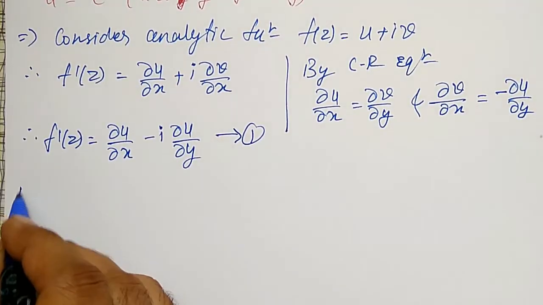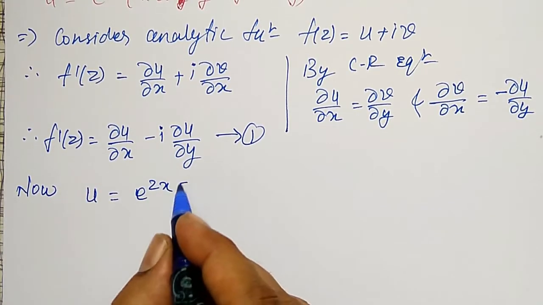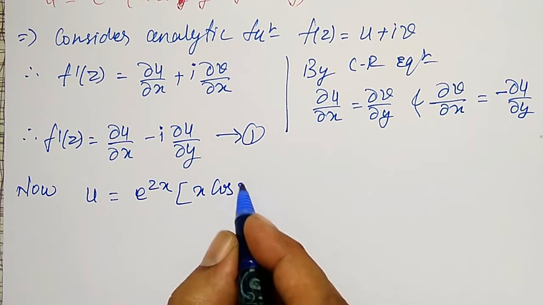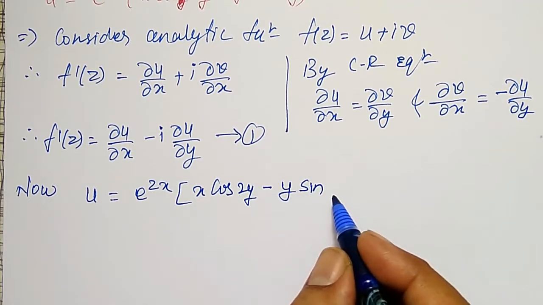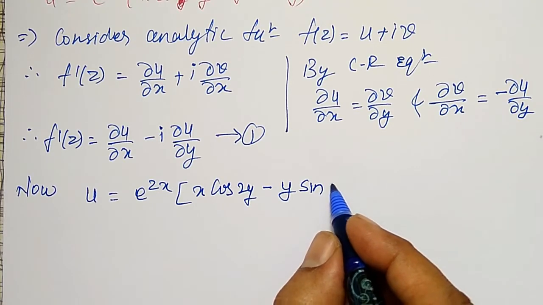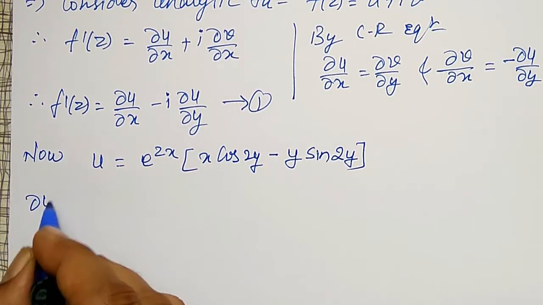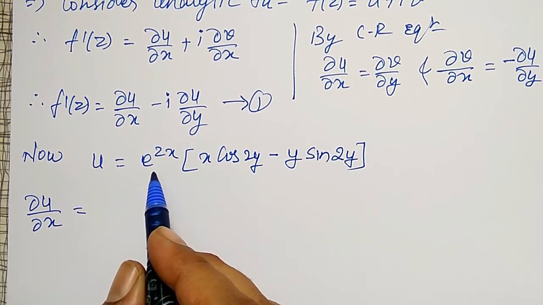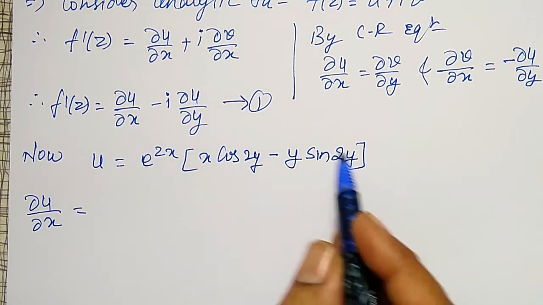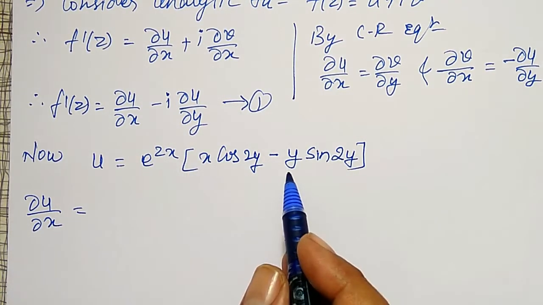Now u is equal to e to the power 2x into (x cos 2y minus y sin 2y). Therefore, while finding dou u by dou x, the term is a product of e to the power 2x and this one, which is also a function of x. Therefore, I have to use the product rule for this.